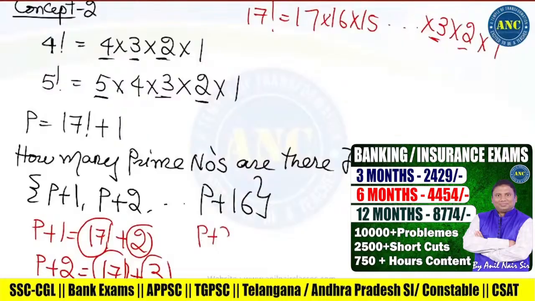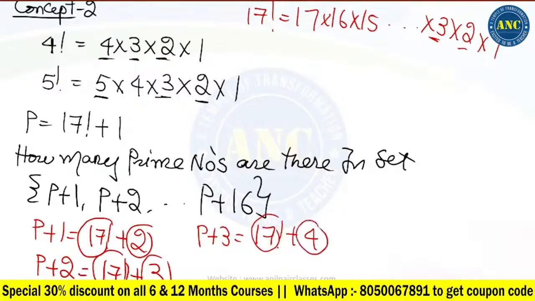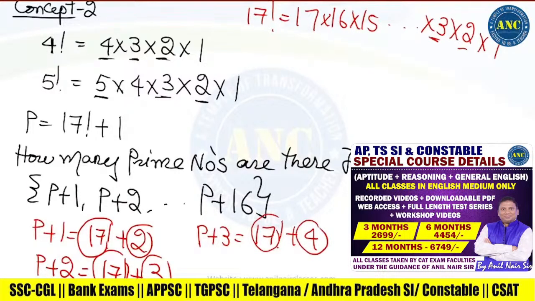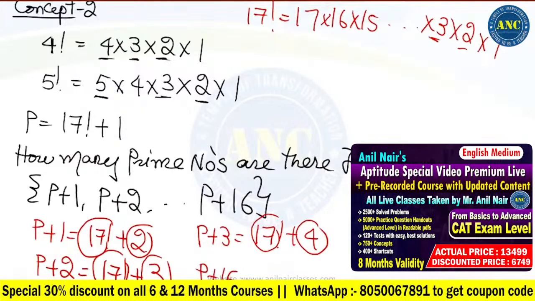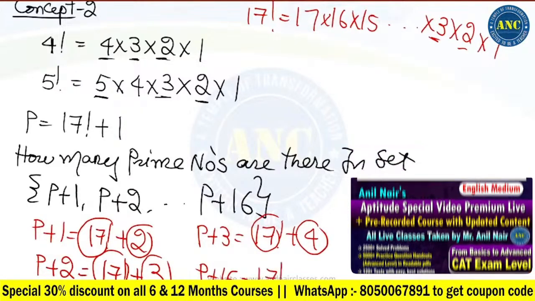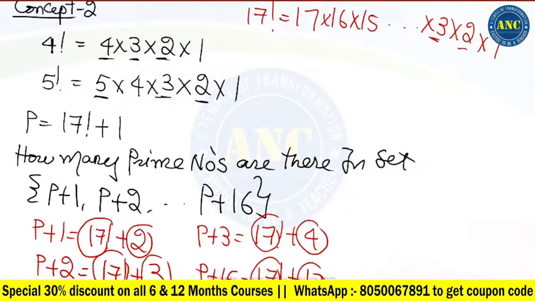P plus 3 is nothing but 17 factorial plus 1 plus 3, which is 4. This is an even number, so the answer is an even number. Any even number other than 2 cannot be a prime number. P plus 16 is 17 factorial plus 17, which is divisible by 17. The answer should be divisible by 17.